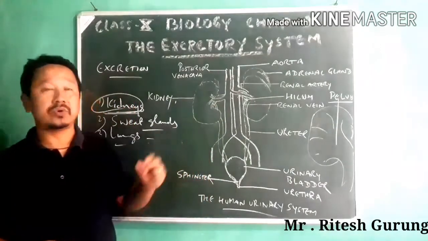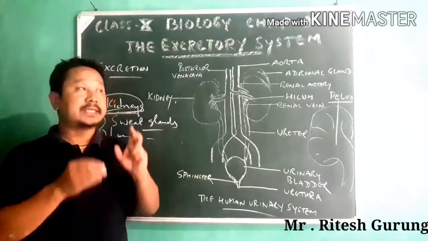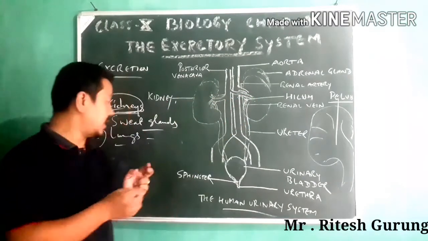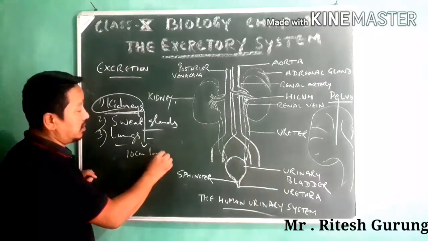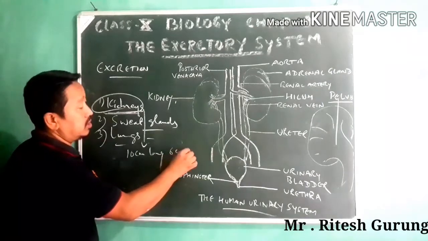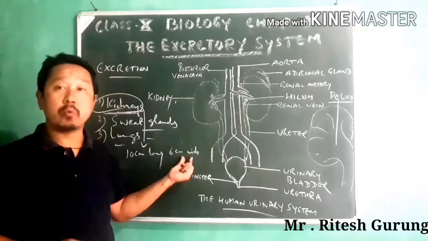So kidneys, as you know, are bean shaped. See here, they are bean shaped, 10 centimeter long, 6 centimeter wide.